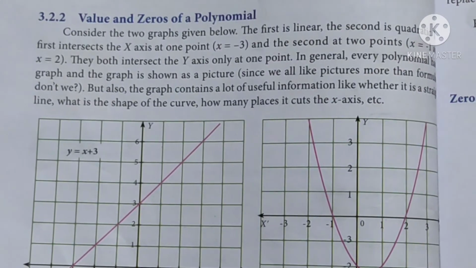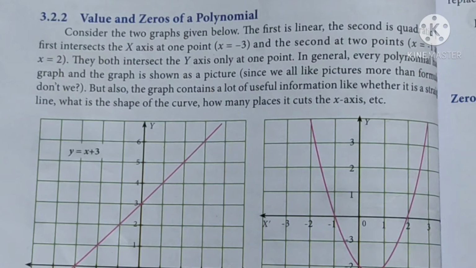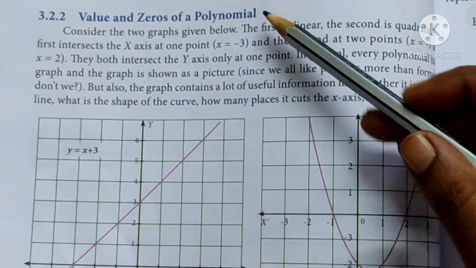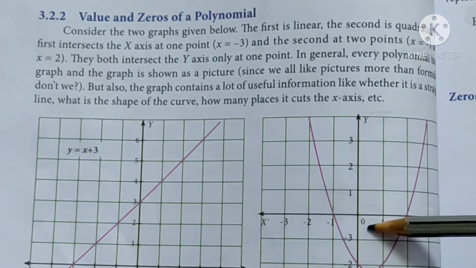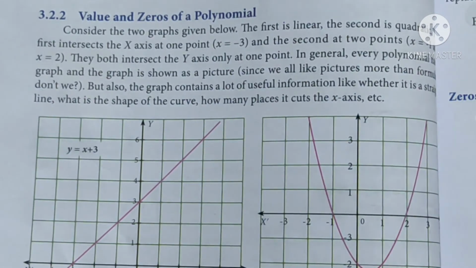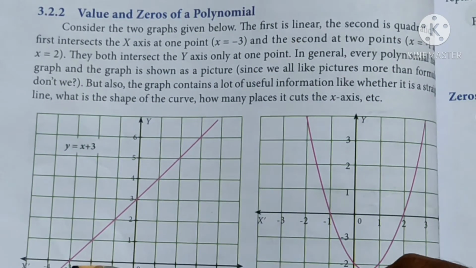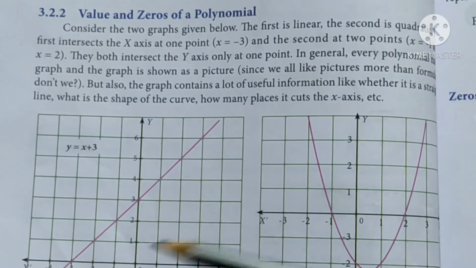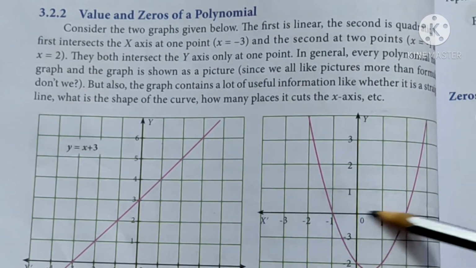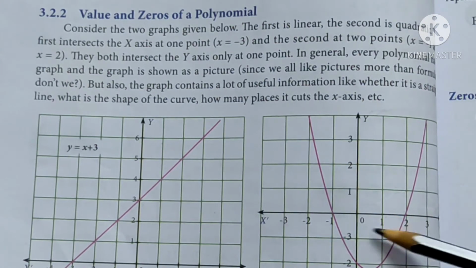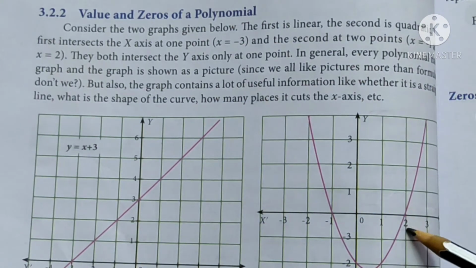Good morning students. In this class we are going to learn about the value and zeros of a polynomial. Consider the two graphs given below. The first is linear, the second is quadratic. The first intersects the x-axis at only one point, -3. And the second graph intersects the x-axis at 2 points. What are the points? -1 and 2.